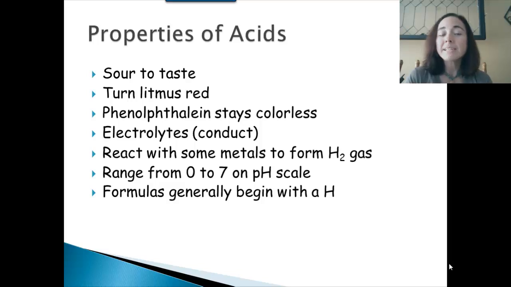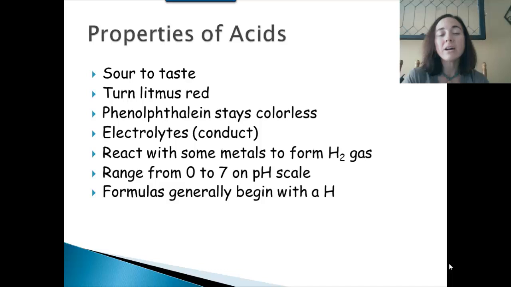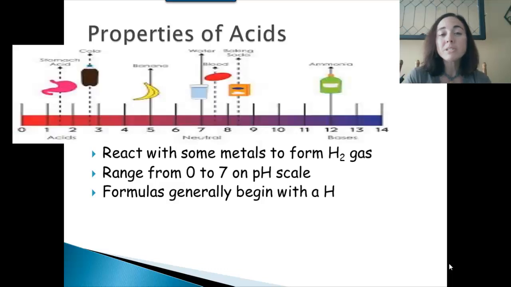Now acids are good electrolytes. That means they conduct electric current. They do react with some metals to form hydrogen gas. Think about the reaction in a previous lab where we added the zinc metal to the hydrochloric acid and you saw all those bubbles form. Now on the pH scale, acids range from 0 to 7. And then the way you identify the formula for an acid is that it will generally begin with a hydrogen atom in the front. Let's compare this list to the properties of bases.